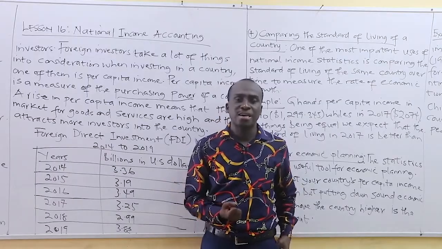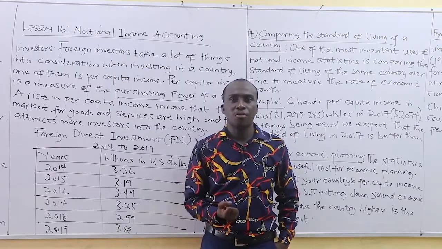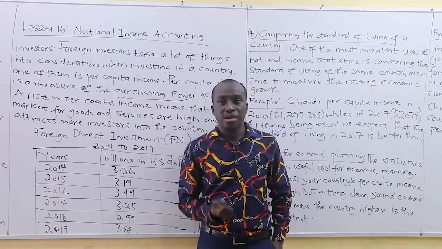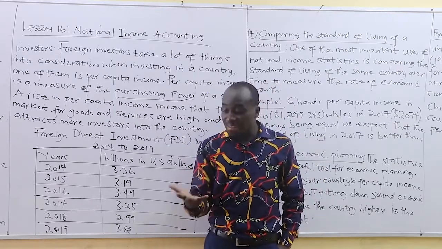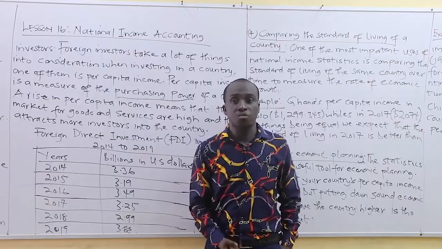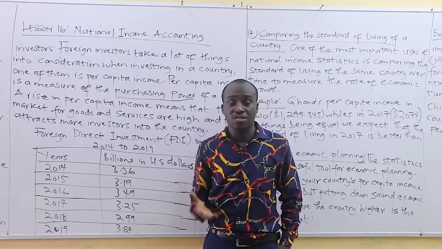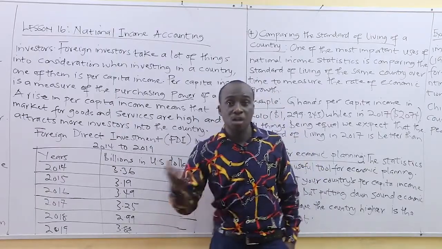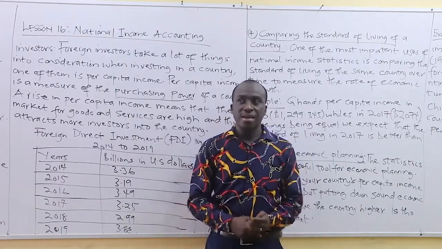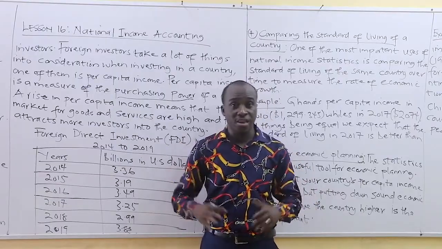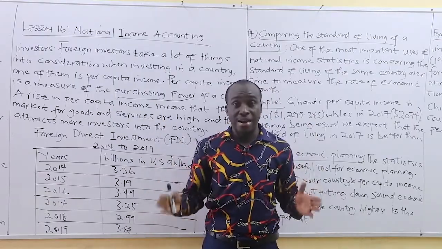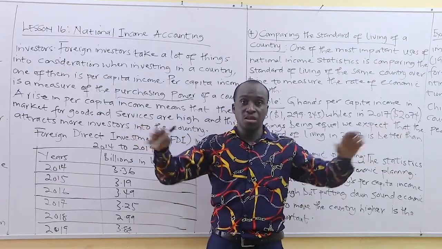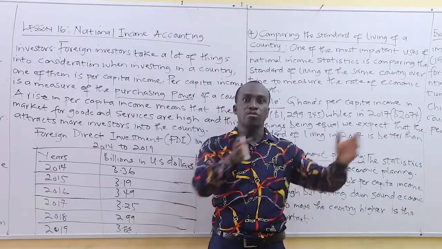So if I'm going to invest in a country and I see that one country has a per capita income of 60,000 and another 2,000, it tells me the citizens of the first have a lot of money to buy my goods. Obviously, if I go and invest there, the citizens can buy my goods, so let me move my investment there. So investors consider the per capita income so that they know which country they can easily move their investment to, what they call capital flight.